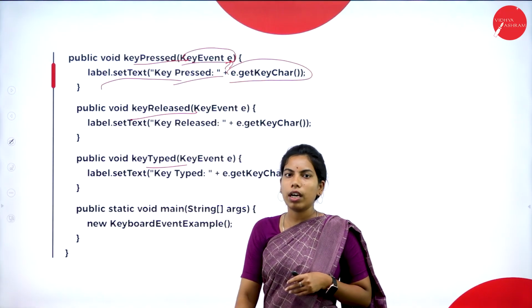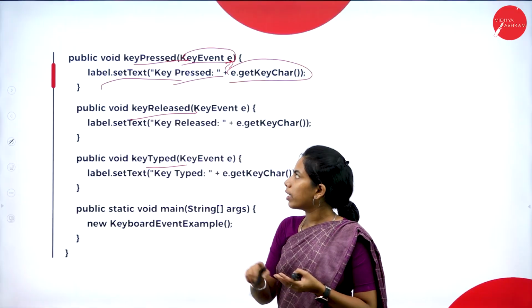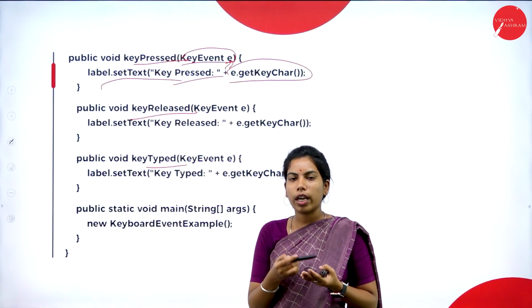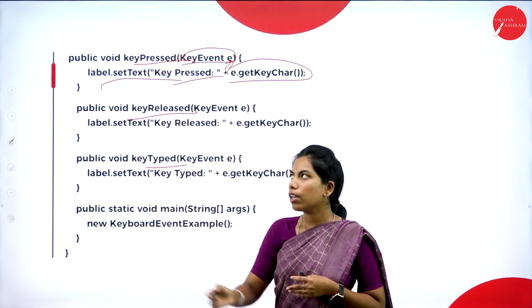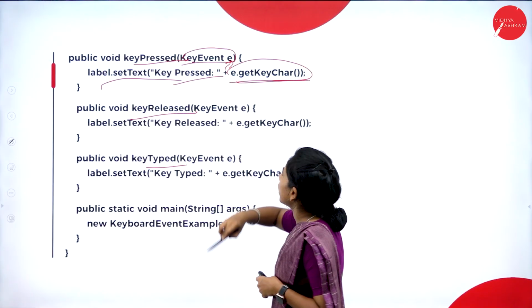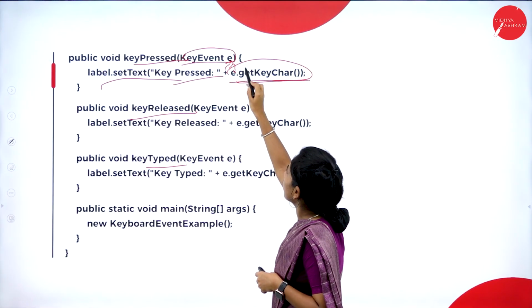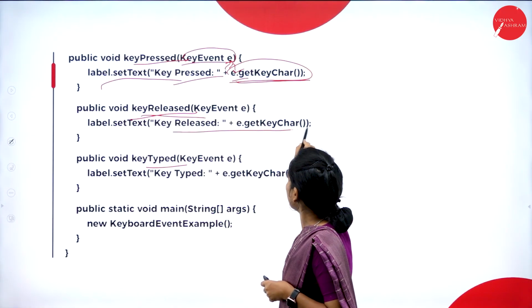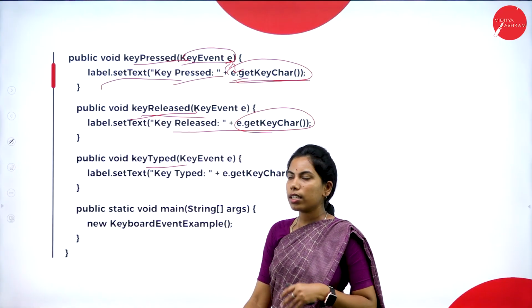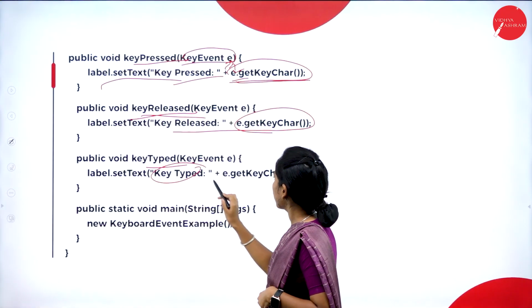e.getKeyChar is also one of the methods, because typed, released, and pressed all come under character values. So that's why we use e.getKeyChar, and this e object lies here. After that, one more, keyReleased, for which I need getKeyChar. That is keyReleased. For keyTyped, also getKeyChar.